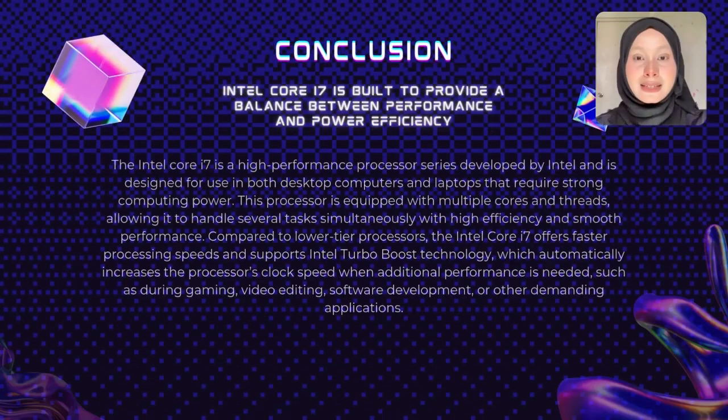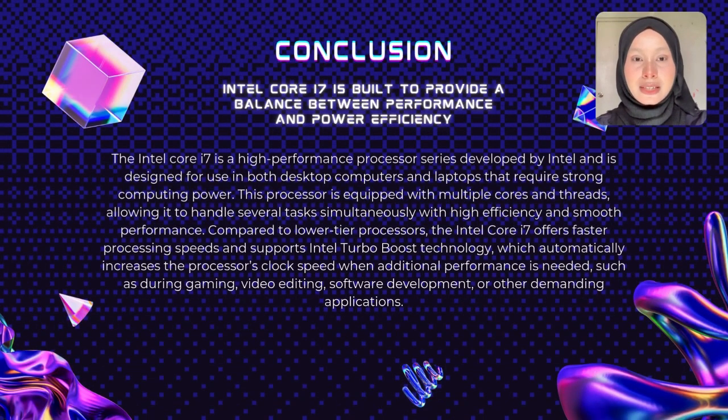That concludes our presentation. In conclusion, the Intel Core i7 is a high-performance processor series developed by Intel and designed for both desktop computers and laptops that require strong computing power. It is equipped with multiple cores and threads, allowing it to handle several tasks simultaneously with high efficiency and smooth performance. Compared to lower-tier processors, the Intel Core i7 offers faster processing speed and supports Intel Turbo Boost technology, which automatically increases the processor's clock speed when additional performance is needed, such as during gaming, video editing, software development, or other demanding applications.